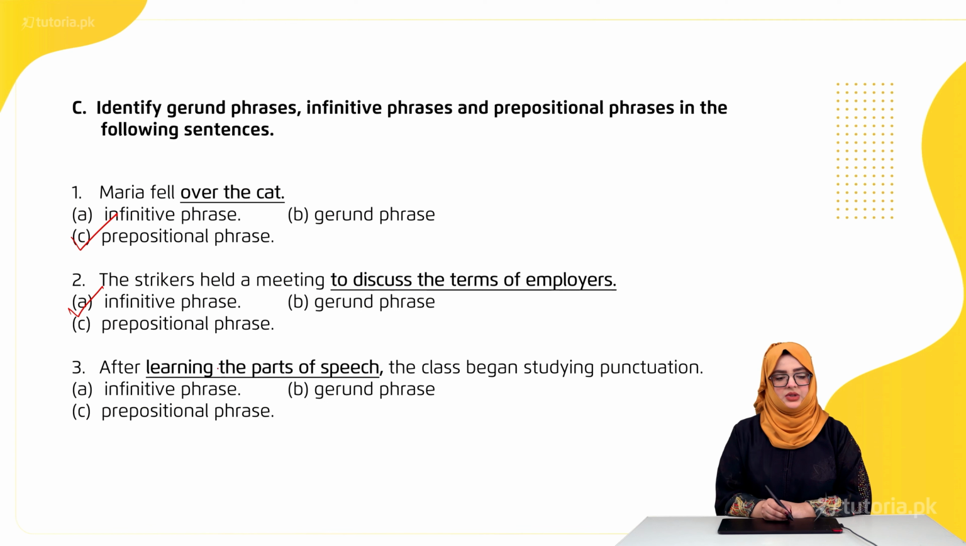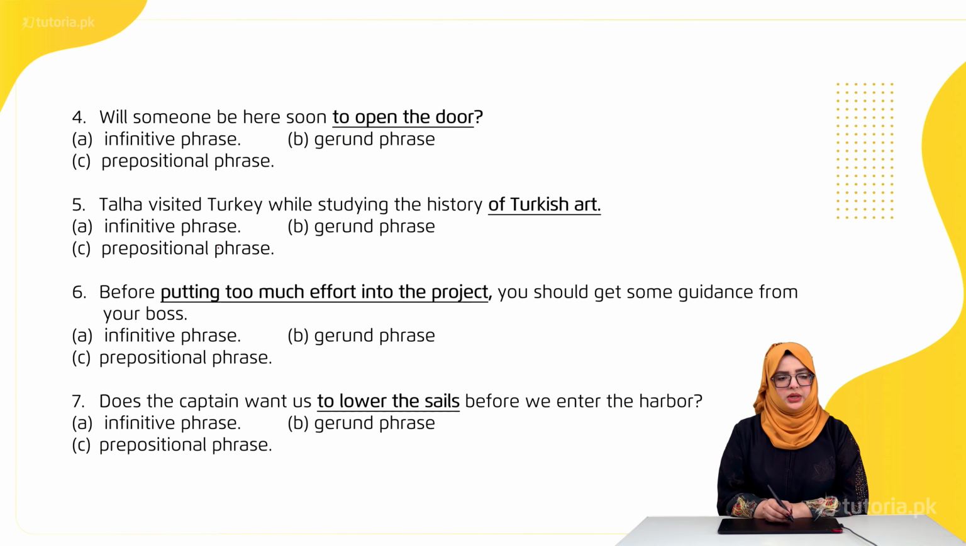Learning ing form आ रही है and it is answering to question what. तो ये हमारे पास gerund phrase आ जाएगा. It's B option. Fourth one is will someone be here soon to open the door? Again, to open, to plus base form. तो ये हमारे पास A option आ जाएगी, which is infinitive phrase.